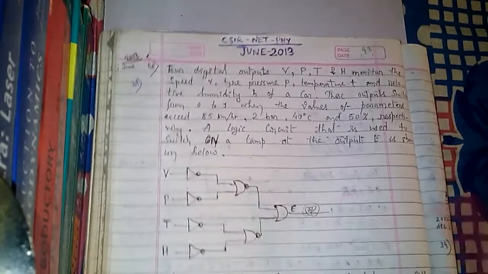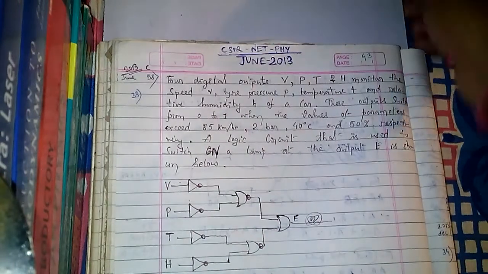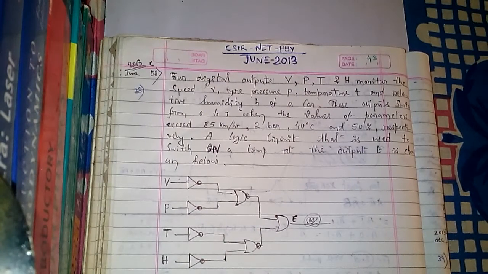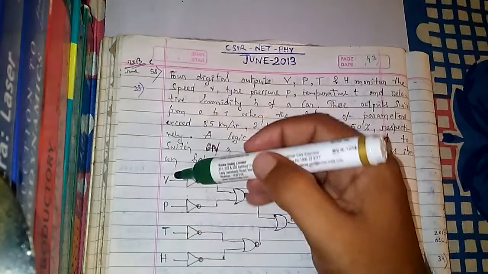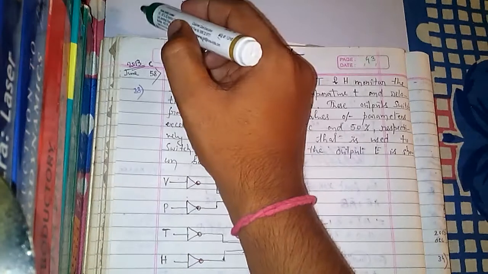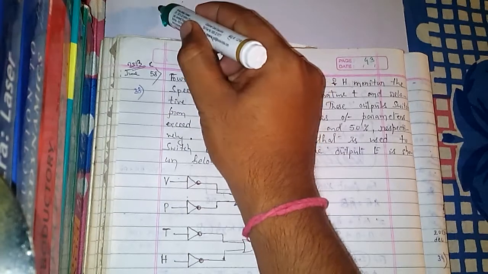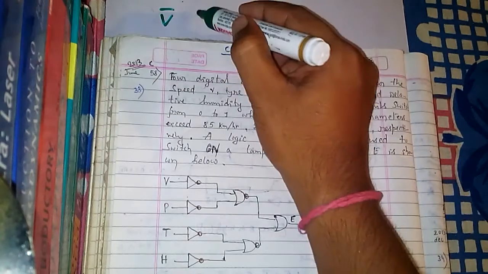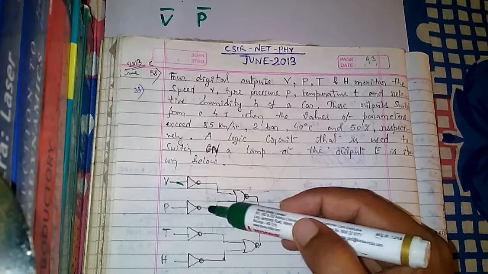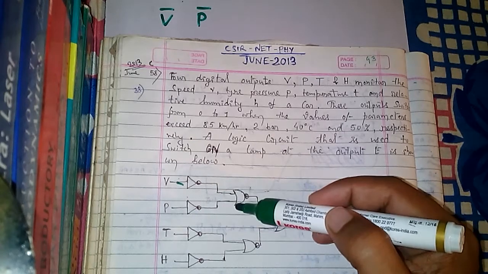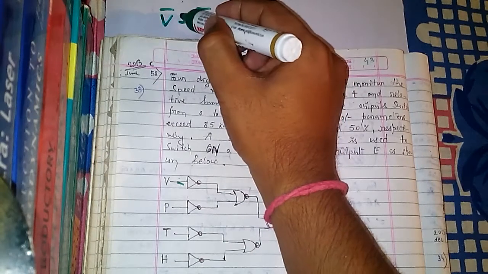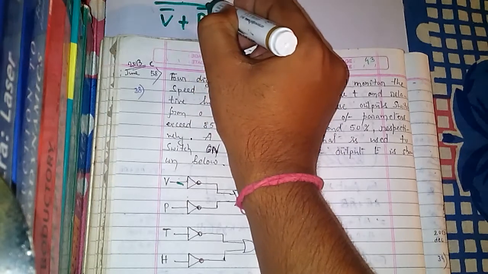For that, first of all, let us write down the Boolean expression for this given circuit. Now here we see that V inverter and P inverter are going to a NOR gate. V goes through this and becomes V bar, P goes through this and becomes P bar, and they go to the NOR gate, that means the operations OR and NOT applied on them.